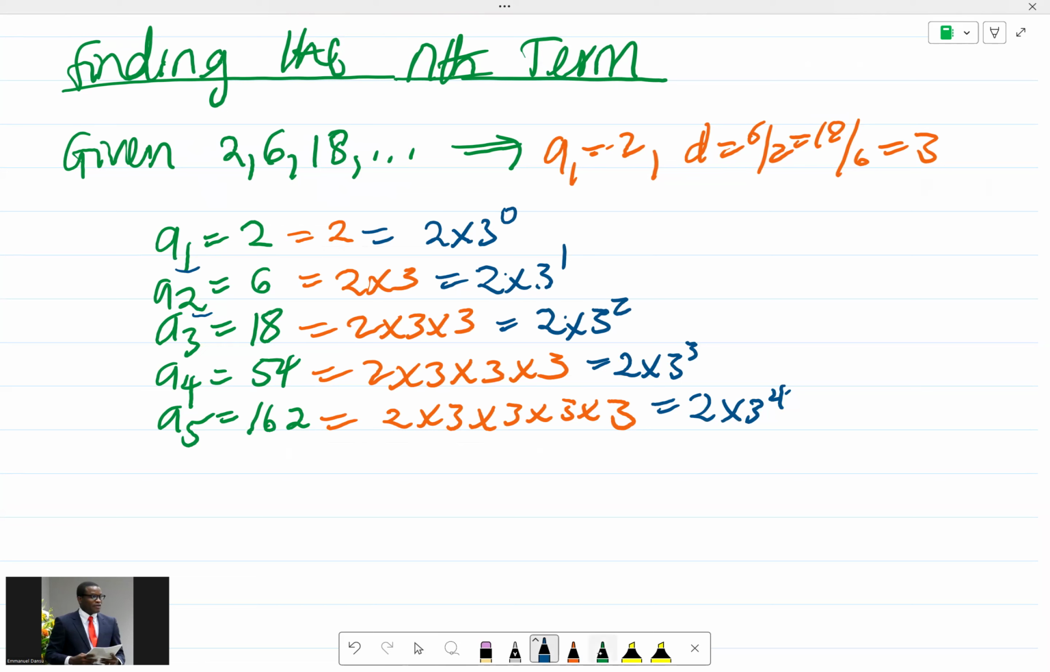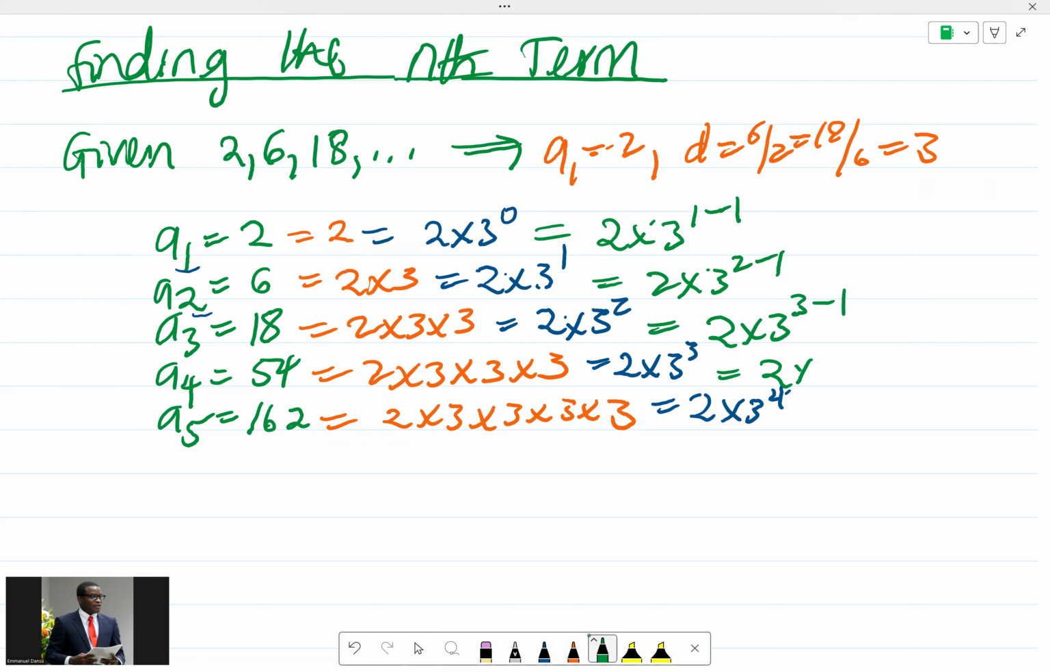So it looks like we have a pattern being established already that we can hold on to, and that is the fact that this is like 2 times 3 raised to power 1 minus 1. This is 2 times 3 raised to power 2 minus 1. This is 2 times 3 raised to power 3 minus 1. This is 2 times 3 raised to power 4 minus 1. And this is 2 times 3 raised to power 5 minus 1.